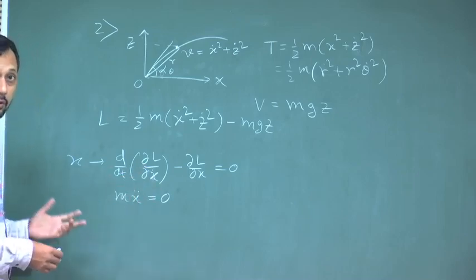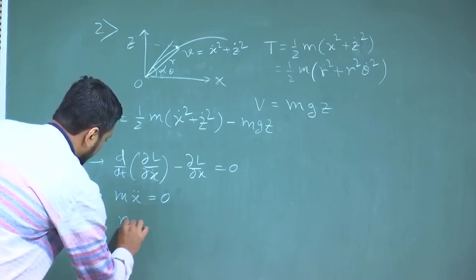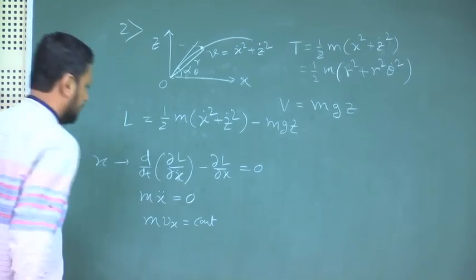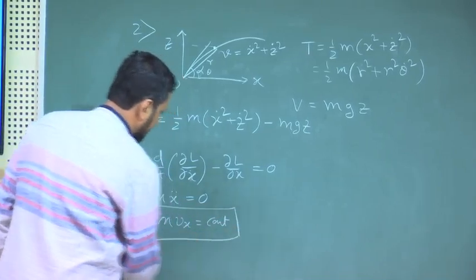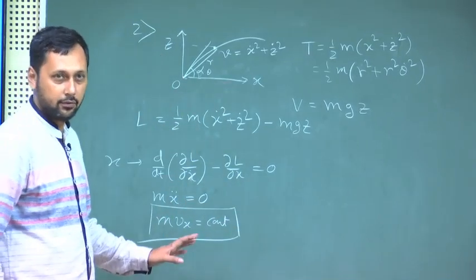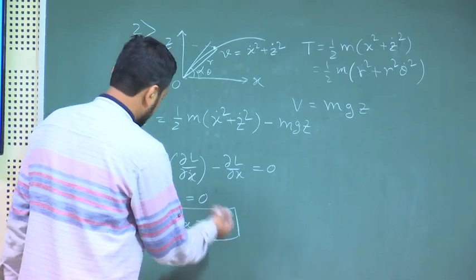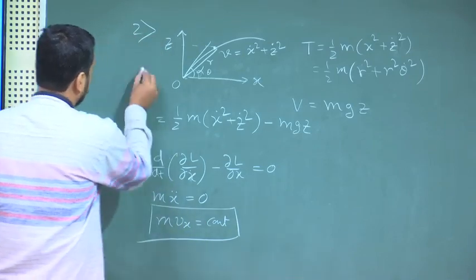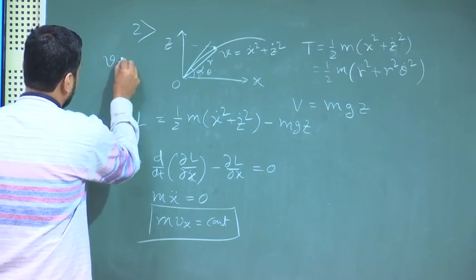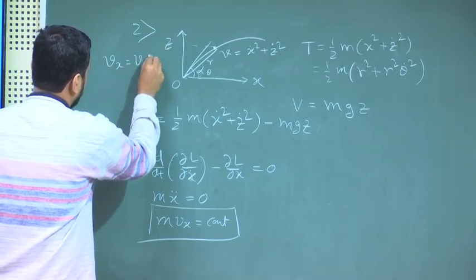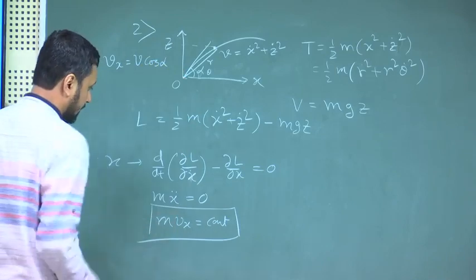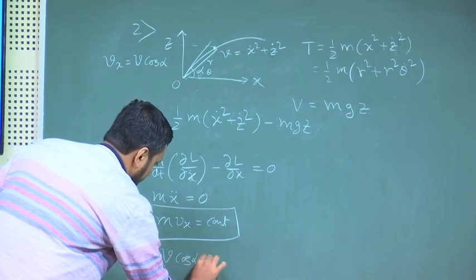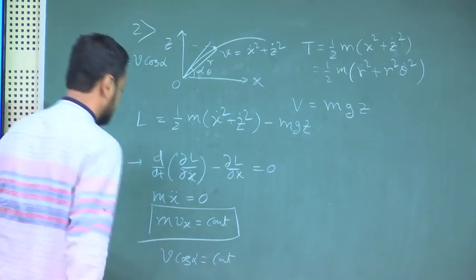Cyclic coordinate. m x double dot equal to 0, which means m v x is a constant, which is obvious because in a projectile the x velocity has a constant value. From the starting point itself we know that if your initial velocity is v, then v x will be v cos alpha. So we immediately see that v cos alpha is equal to a constant.